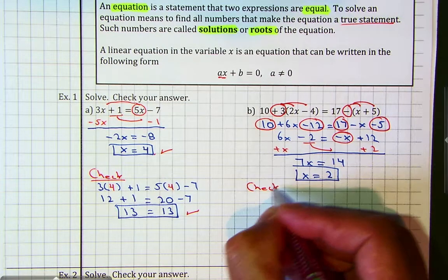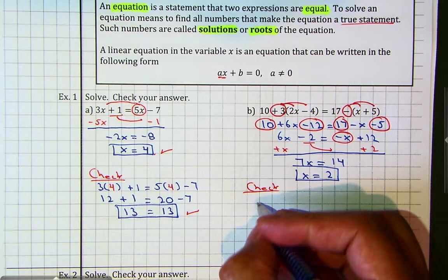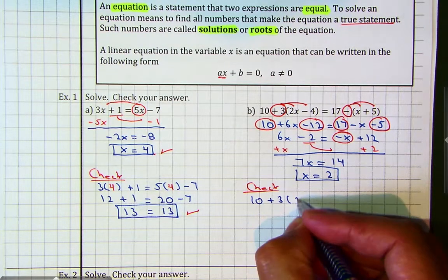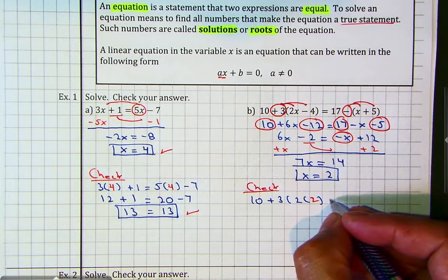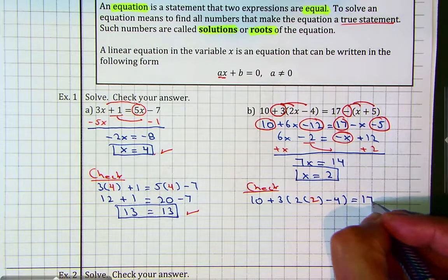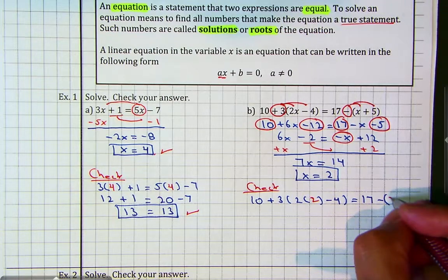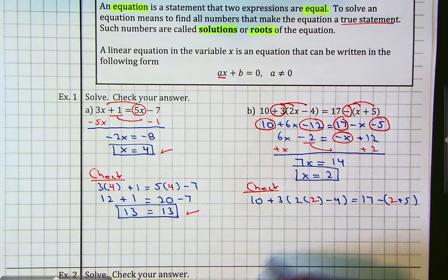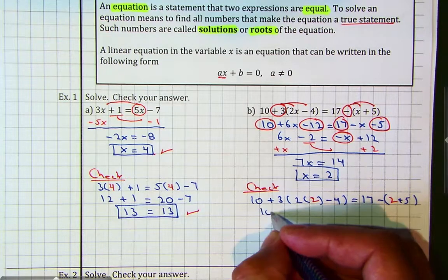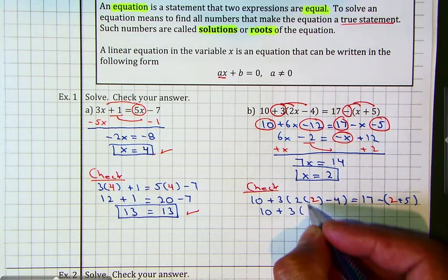Checking is a very quick process. In the first equation, instead of the x, I'm going to replace it with 2 minus 4, and in the second expression, instead of the x, I'm going to replace it with 2 plus 5. That gives me 10 plus 3 on the left, where 4 minus 4 gives me 0.